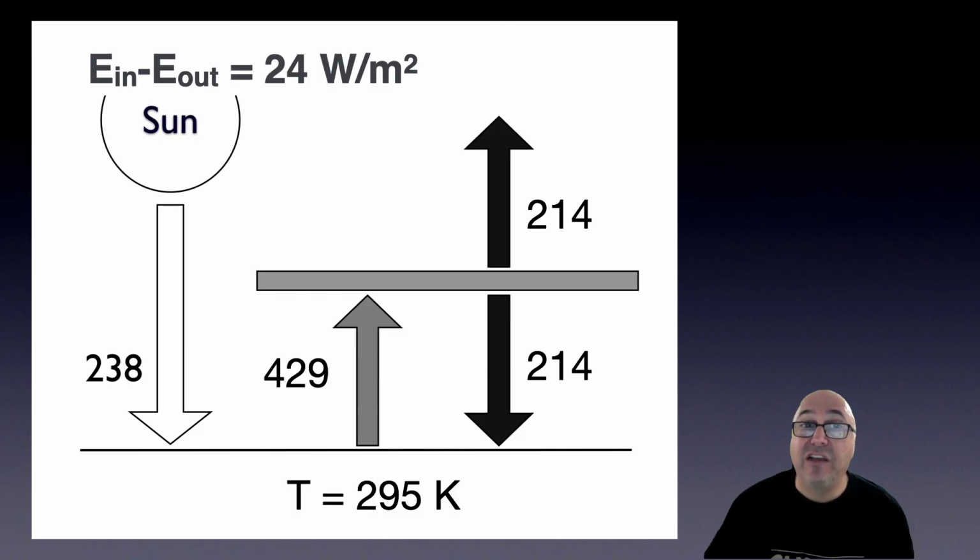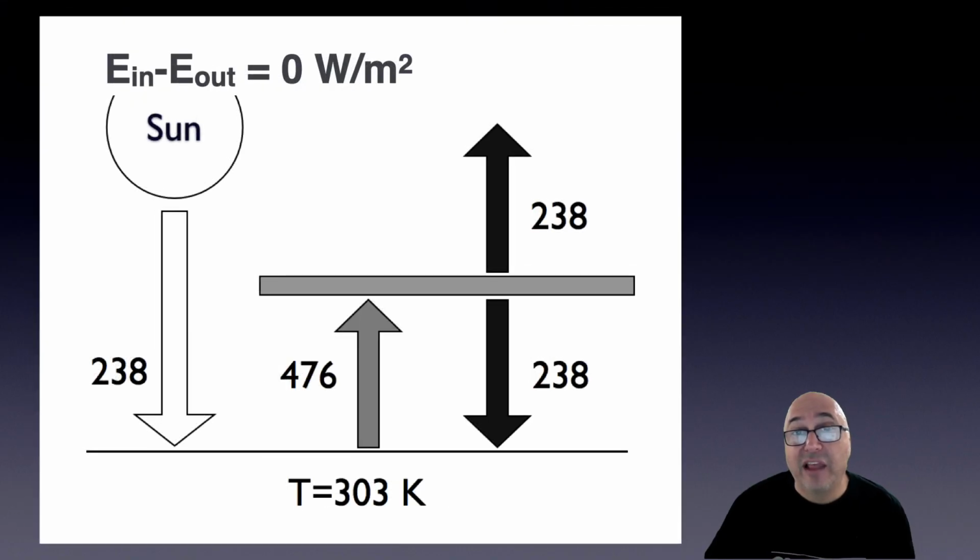Because E in is still larger than E out, the planet is still accumulating energy and it's still warming. But note that as the planet warms, the energy imbalance is declining. So I think you can probably see where this is going.